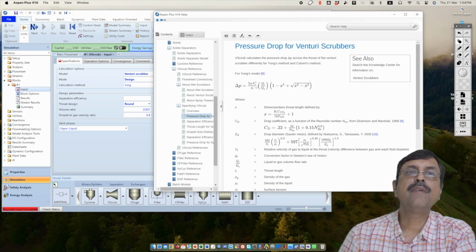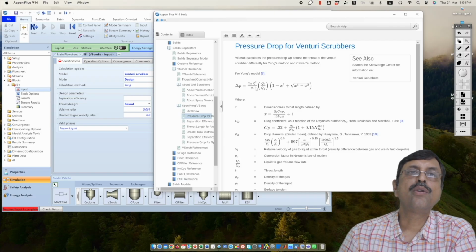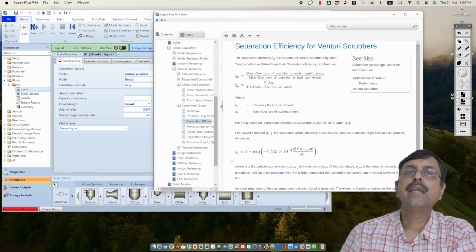QL by QG, VT, rho L, GC. GC is the conversion factor in Newton's law of motion. So it is 9.81, I believe. And rho L, VT square, all of them are known. So delta P will be calculated by this. So here you can see the efficiency and delta P are related.